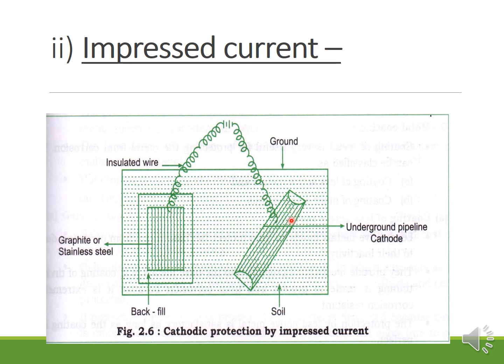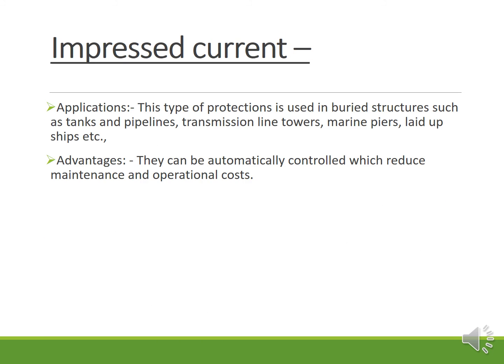This is your underground pipeline. This is connected to the DC source by the wire. So this pipeline will act as the cathode. The positive terminal is attached to the graphite or stainless steel, so it remains as it is. This is a small battery. When the battery gets completely discharged, we replace it with another battery. So the pipeline will act as a cathode and be protected from corrosion.